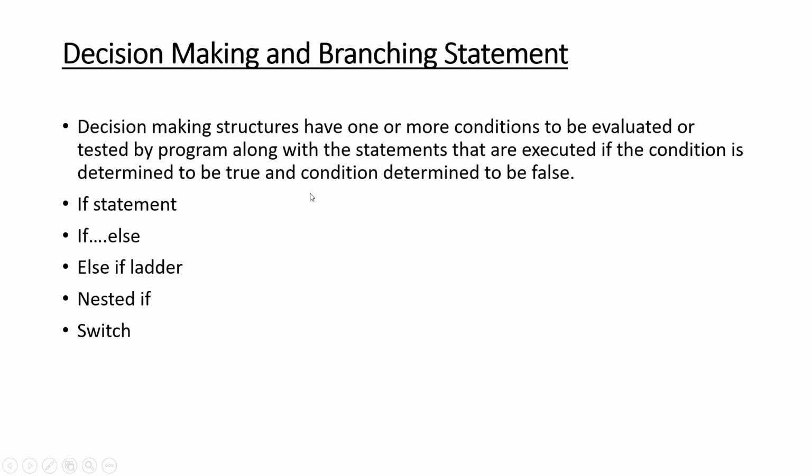Let's say in real life we make a decision. The decision may be true or false. It may be yes or no. So in decision making, if the condition is determined to be true, it will execute the code, and if the condition is determined to be false, it makes the other decision.